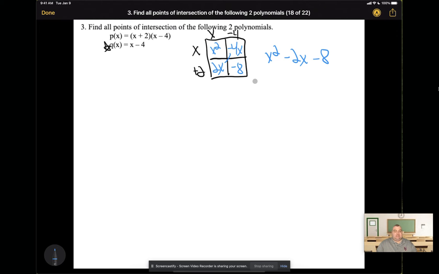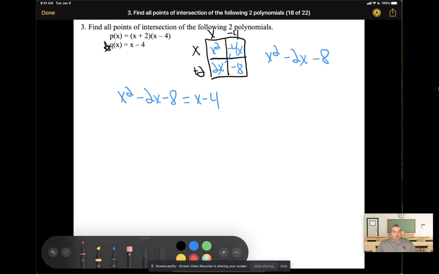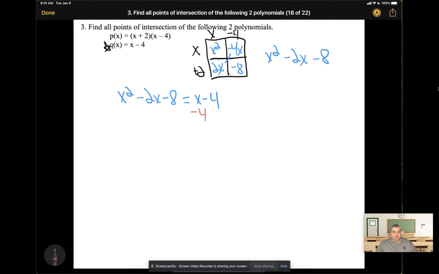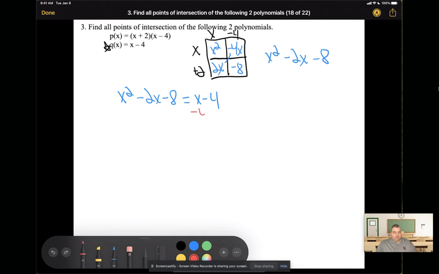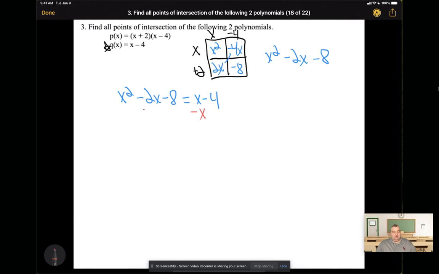Q is already in standard form. So now I can go ahead and set them equal to each other. So x squared minus 2x minus 8 equals x minus 4. The first thing I'm going to do is subtract. I'm not going to subtract 4. I'm going to subtract x from both sides in order to make this go away. And I'm also going to add 4 to both sides in order to make that go away. That will make the right-hand side equal 0.